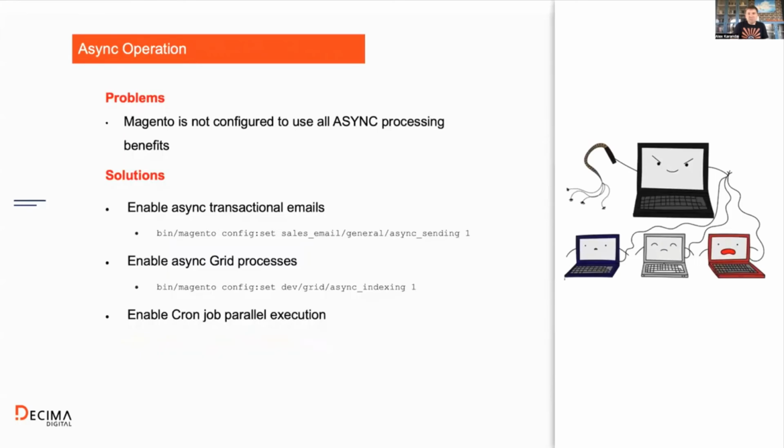Number 6, asynchronous operations. Magento has implemented asynchronous features for some data processing, but usually this is disabled by default for some reason. So I would recommend enabling it. Enable asynchronous transactional emails, enable asynchronous grid processing, enable cron job parallel execution.